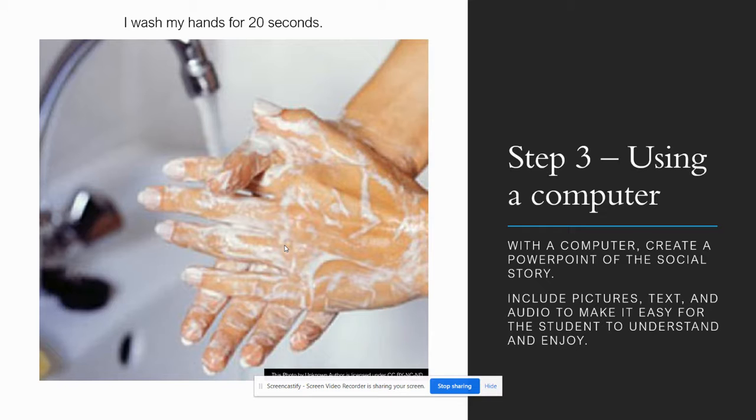From that social story, we are going to make a PowerPoint. Each of the slides would have one little part of that social story. In my example here on the left, I wash my hands for 20 seconds. It's a good example of the person lathering up their hands, getting ready to rinse them off. You can include text, pictures, songs, all types of different media in the slideshow, just to make it exciting for the students.